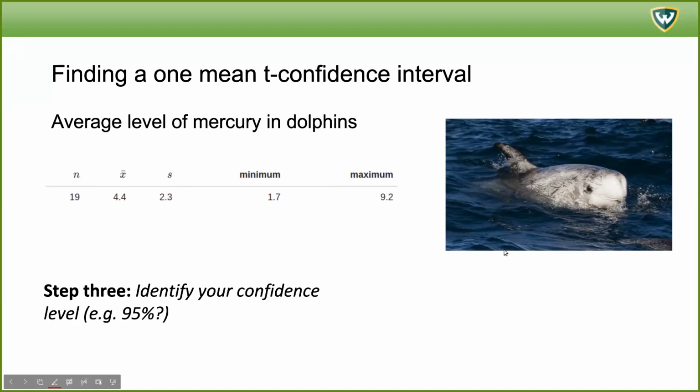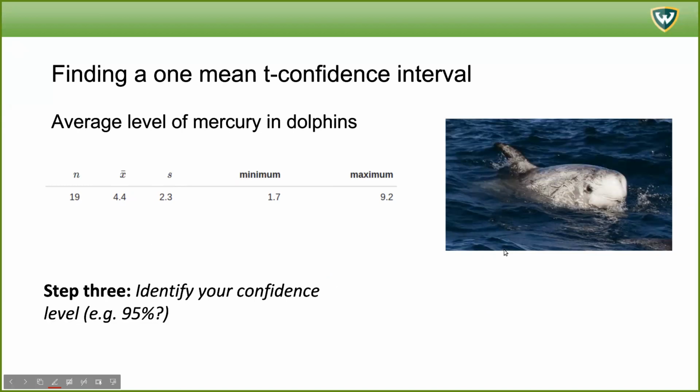Then we need to identify your confidence level. It's usually 95%. 95% of the studies use 95%. I don't know if it's exactly 95%, but we do usually use 95%. You could use 99%, but let's just stick to 95%. So you want to be 95% confident of whatever confidence interval you get.